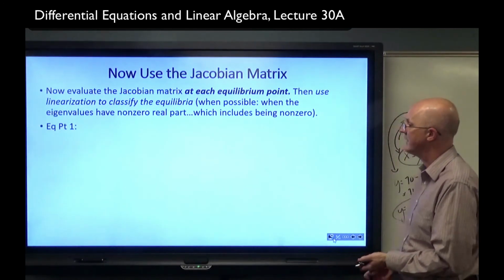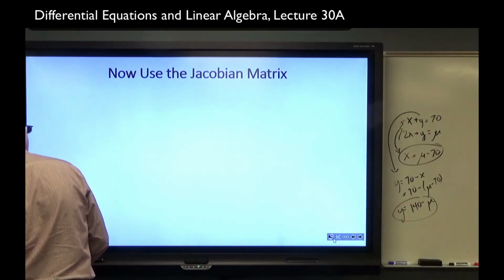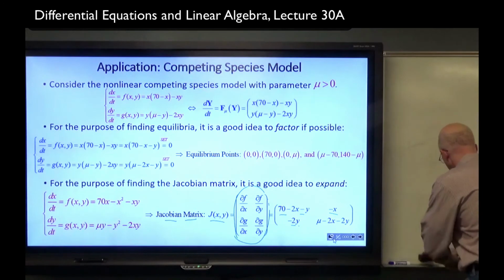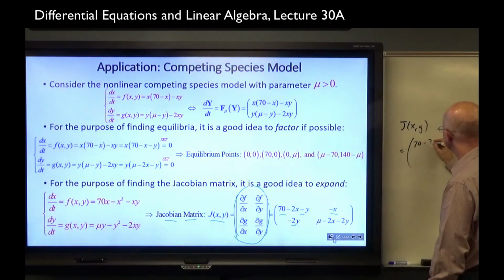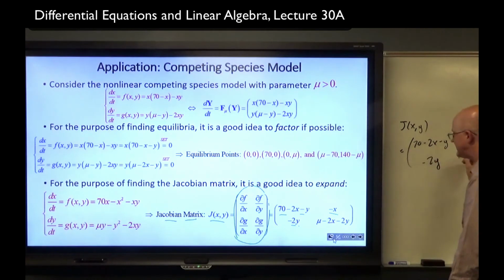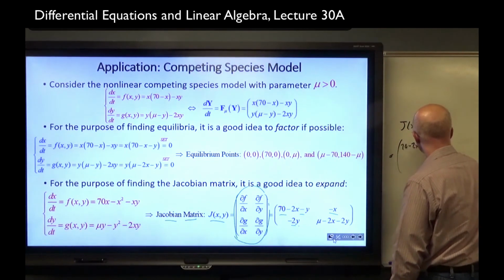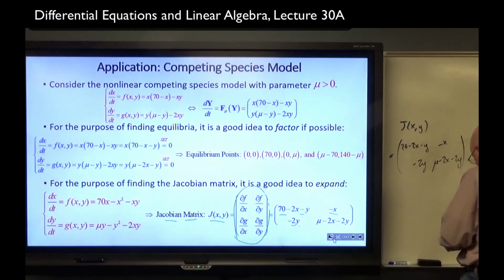All right, so here it is, step by step. Equilibrium point 1, when we plug in the point we get this. I should probably write down the Jacobian matrix on the board so that you can refer back to it. J of x,y in general is this 2 by 2 matrix: 70 minus 2x minus y in the upper left, negative x in the upper right, negative 2y in the lower left, and mu minus 2x minus 2y in the lower right. All right, there's our general Jacobian matrix.